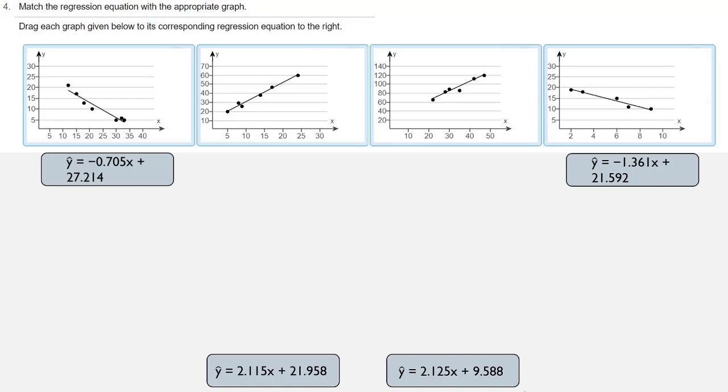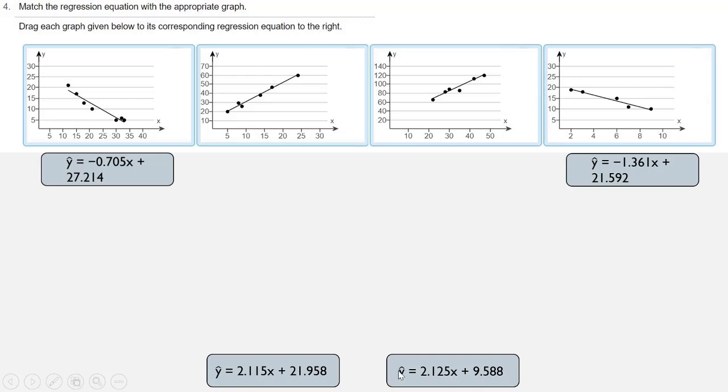So when I look at the second graph and we follow the path of the regression line, we can see that as it travels down towards the y-axis, the value is getting smaller and smaller and smaller, and right here it's at 20, and it will continue down under 20. So the second number in the equation, the constant term, the y-intercept value, should be less than 20. In the first equation, we have a y-intercept of 21.958, and in the second equation, we have 9.588.